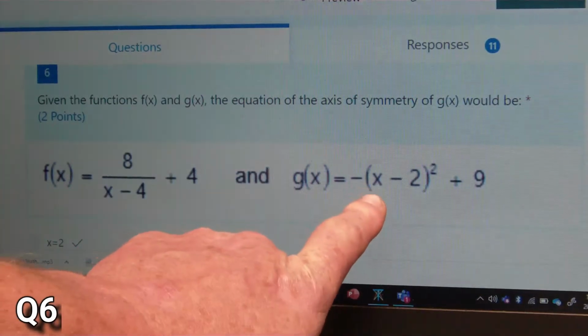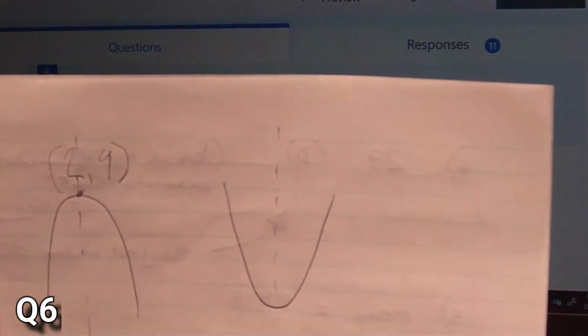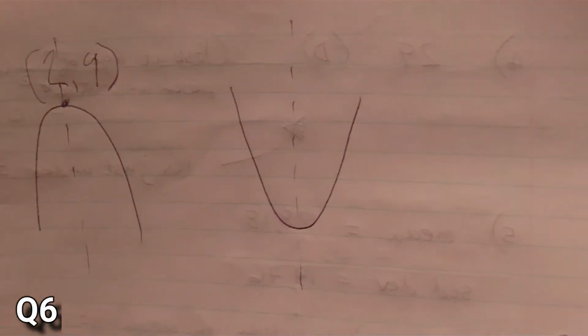g of x is the parabola. Axis of symmetry of a parabola is always a vertical line, a dotted line that goes straight through the turning point. So all we need for the axis of symmetry of a parabola is the x value of the turning point.